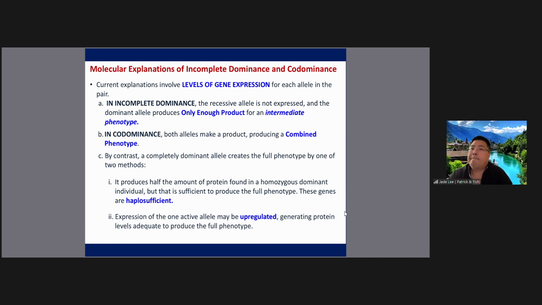Okay, so by contrast, a completely dominant allele creates a full phenotype by one of the two methods. So it produces half the amount of the proteins found in the homozygous dominant individual, but it is sufficient to produce the full phenotype, and this gene is what we call haplosufficient. And the expressions of one active allele may be upregulated and generating protein level adequate to produce the full phenotype. Okay, boleh ya?